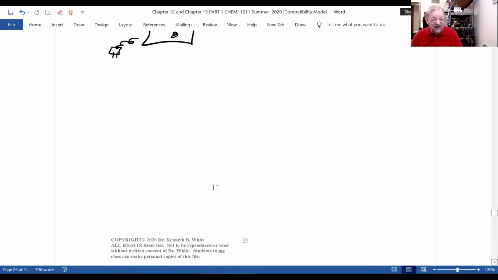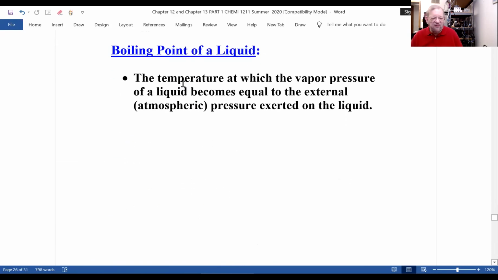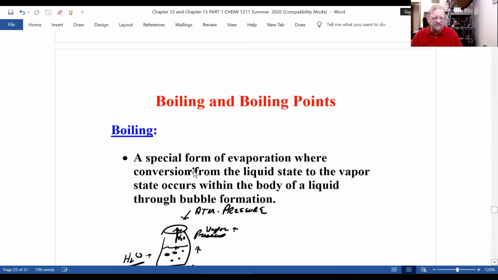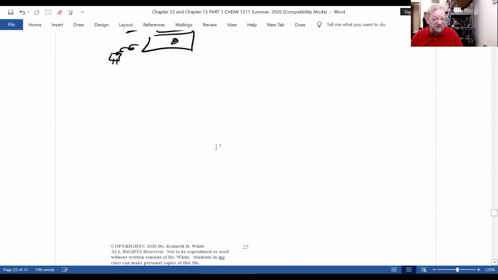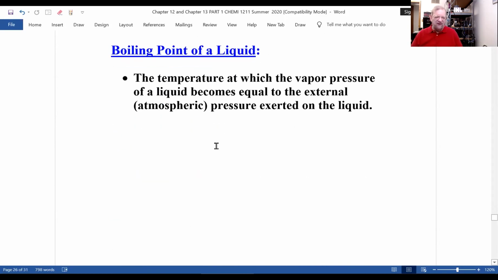And what does that mean? The boiling point of a liquid is the temperature at which the vapor pressure of the liquid becomes equal to the atmospheric or external pressure. I'll never ask you what the boiling point of a liquid definition is, but I'd like you to learn that because that's important. So when the vapor pressure equals the atmospheric pressure and you measure the temperature, we call that the boiling point.